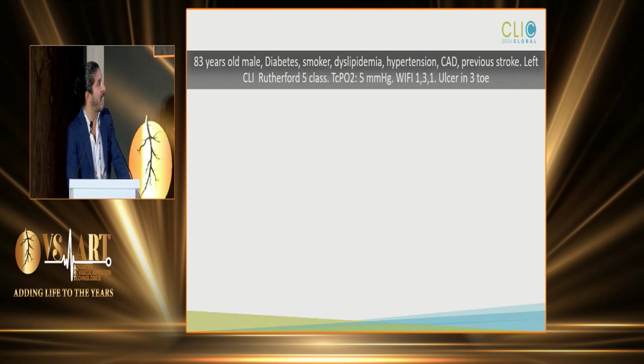I will start with a case. This is an 83-year-old male with diabetes, a smoker, dyslipidemia, hypertension, coronary artery disease, previous stroke, left foot CLI, Rutherford 5 class, TcPO2 very low, and the WIfI class is 131 with an ulcer in the third toe.